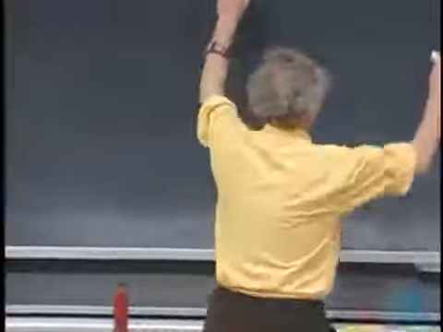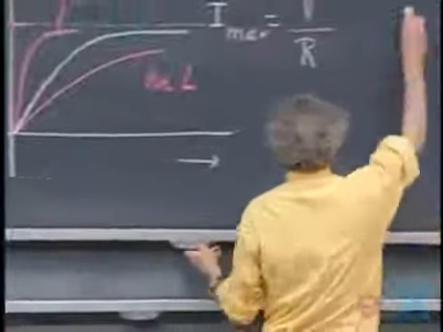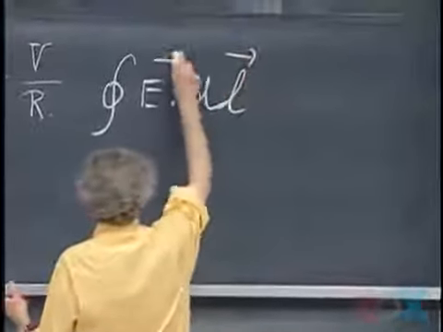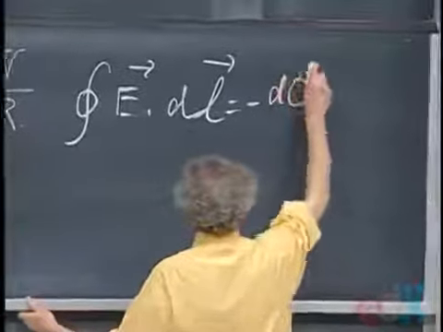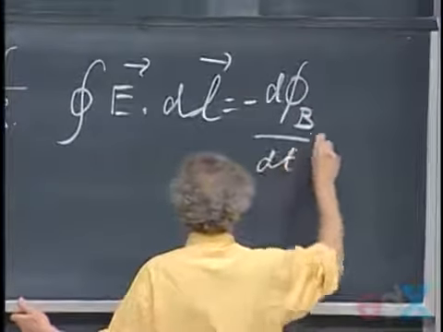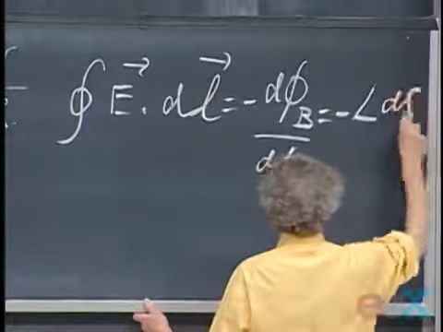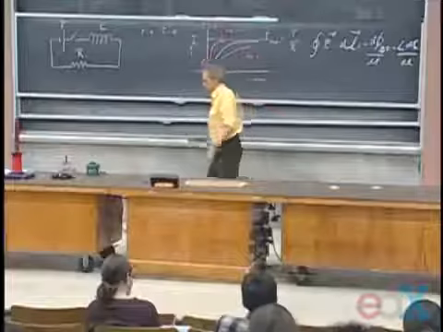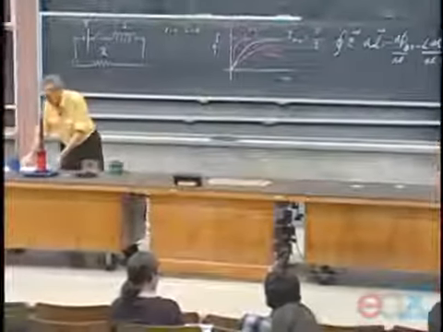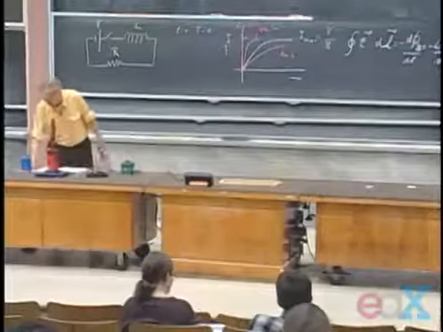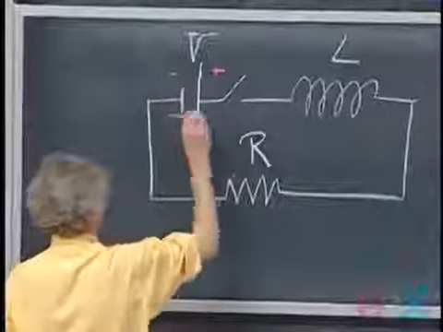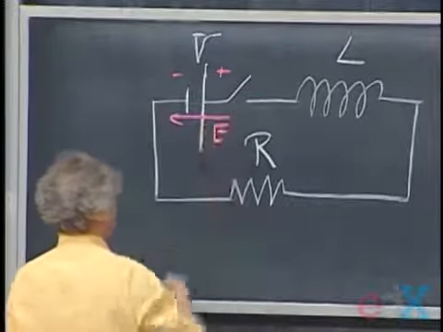So the closed loop integral of E dot dl, if you go around this circuit, is not 0, it is minus dΦ/dt, Faraday's law, so it is minus L dI/dt. So we have to go around the circuit and we have to apply Faraday's law and not Kirchhoff's loop rule, which doesn't apply here. This is the plus side of the battery and this is the minus side, so the electric field in the battery is in this direction.